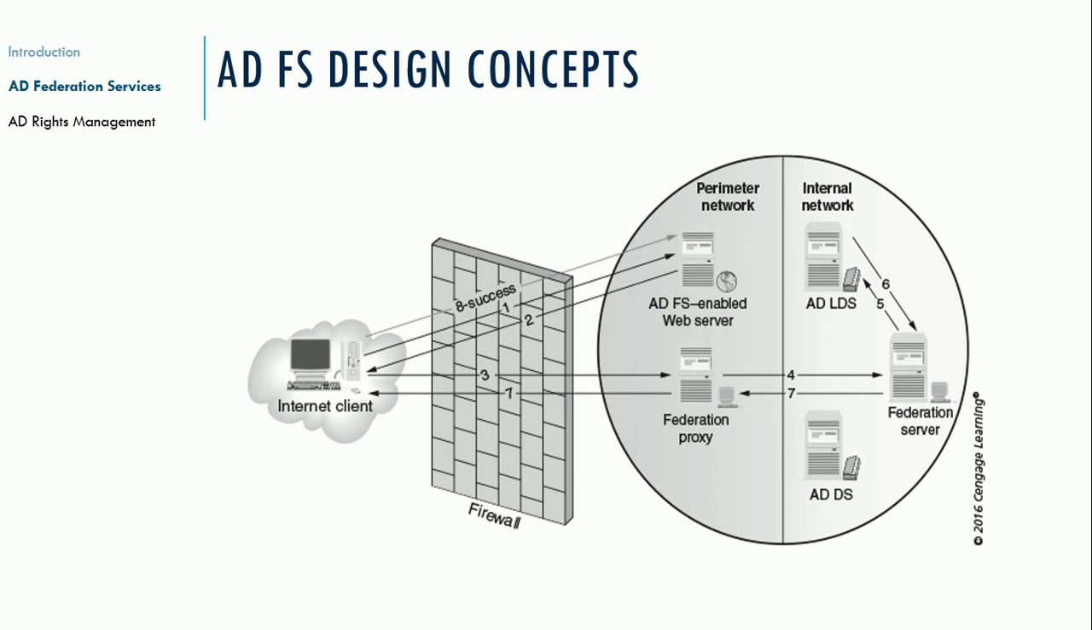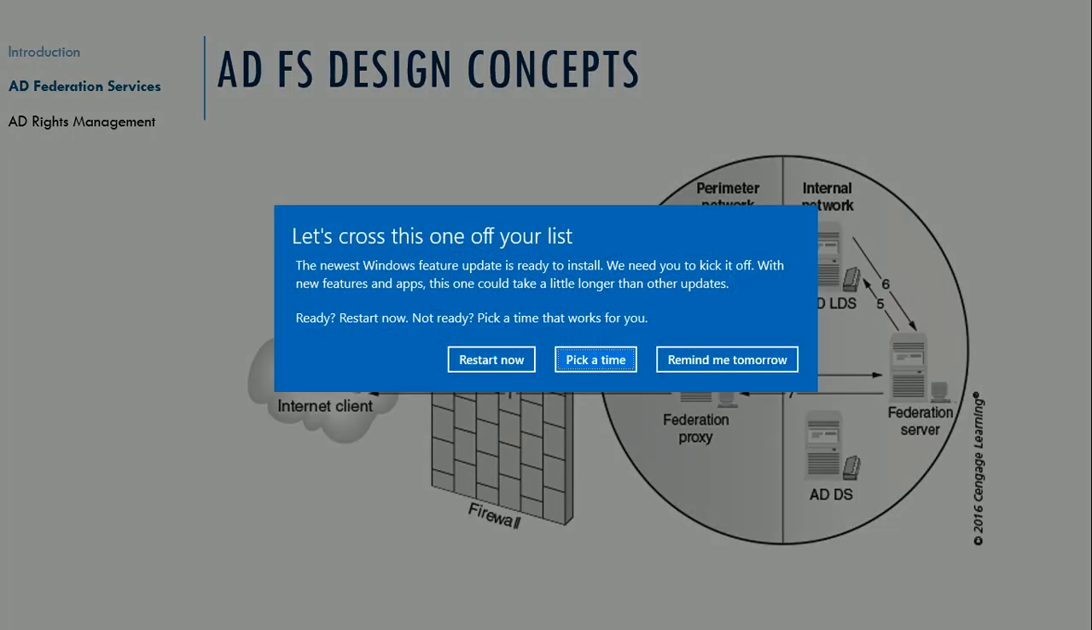So in this example, our internet client is going to use an ADFS-enabled web server to try to use some service, and they're going to go through a Federation proxy to do their authentication on the inside of the network. So basically what this is showing us is we can protect our Active Directory services from the outside world. We don't have to expose Active Directory to the outside world outside of our firewall.